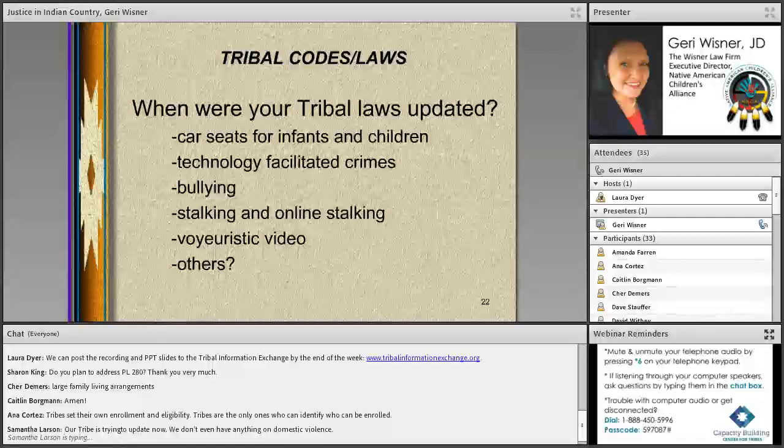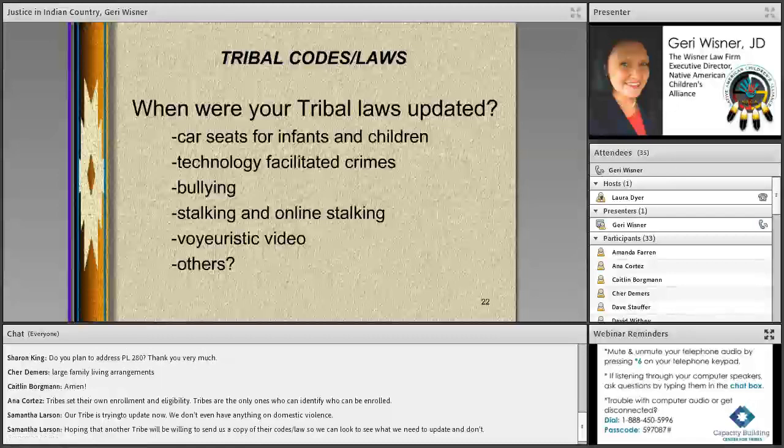So this is my little soapbox: please, if you have the ear of your administration, please encourage them to look at the tribal codes. Technology-facilitated crime will include anything that would be child porn, anything that involves cell phones, iPads, any computers, anything of that nature, voyeuristic video. We're only as strong as the laws that we have to protect our people.